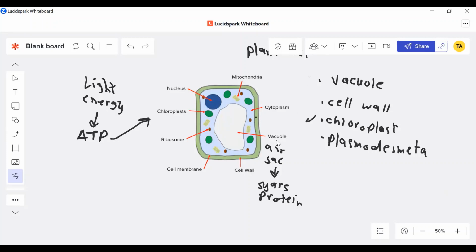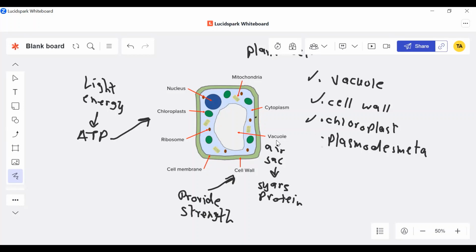So we're done with chloroplast and vacuole. Now comes the cell wall. The cell wall is found outside the cell membrane, and its job is to provide strength and support to the plant cell. That's one of the functions. The other function is that it protects the plant cell from foreign substances. So not everything can go inside this plant cell thanks to the cell wall. That was the cell wall.